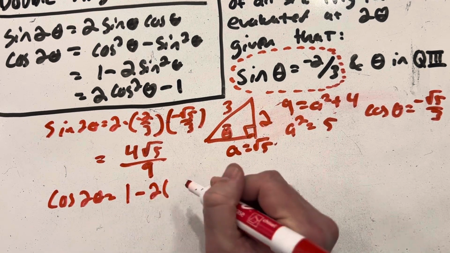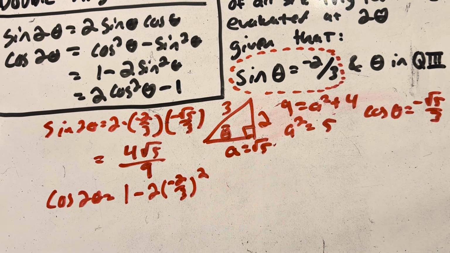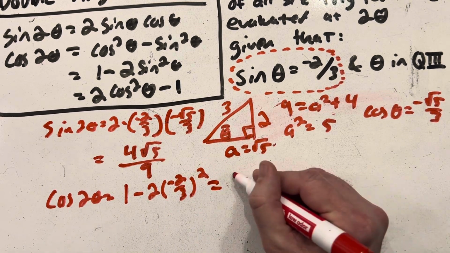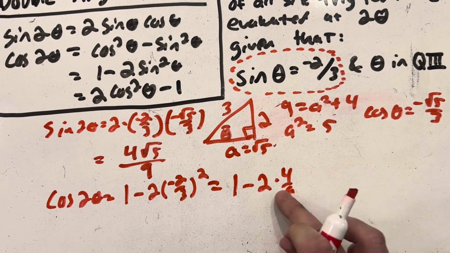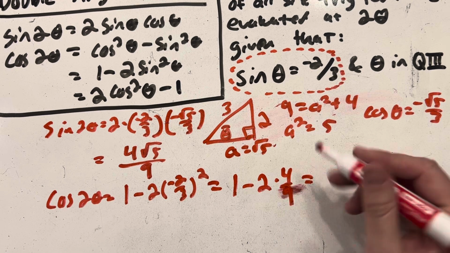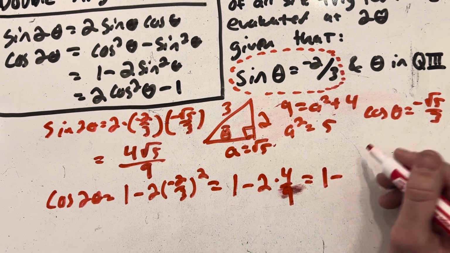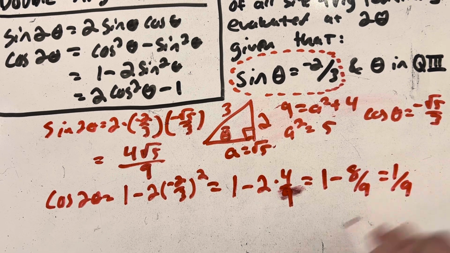1 minus 2 sine squared. Well, that's a minus 2/3 that's going to get squared. All right, well, it's going to be 1 minus 2 times 4/9. All right, so let's see. That's going to be 1 minus 8/9. Well, 1 minus 8/9 is 1/9.